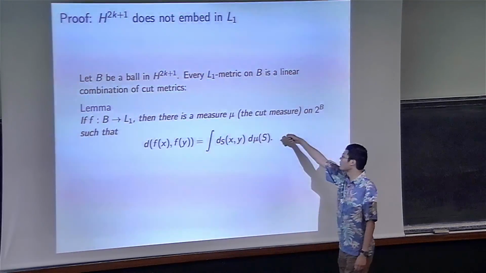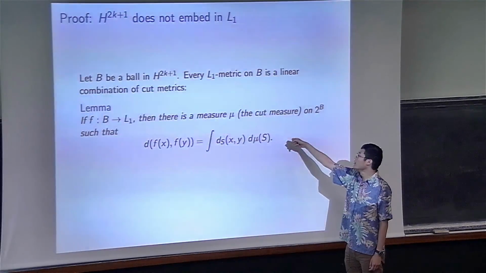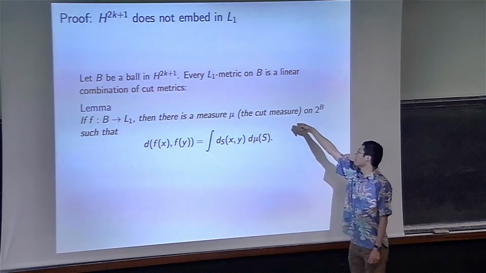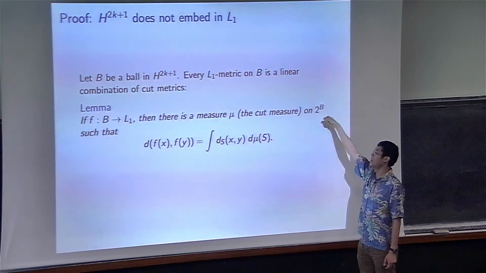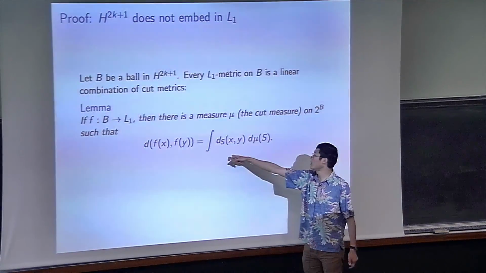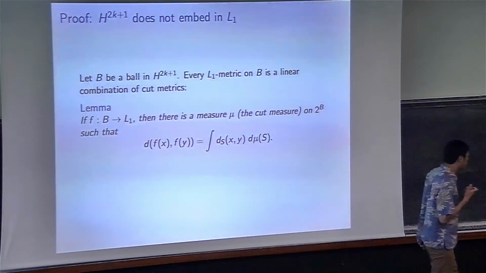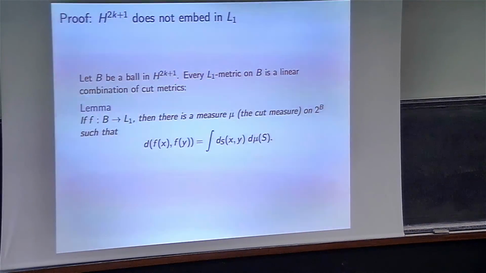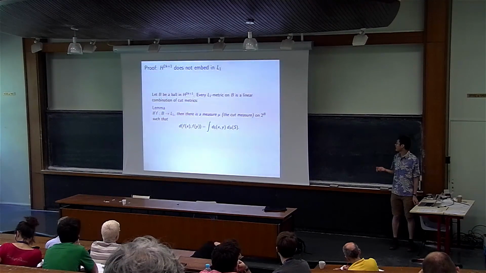So here's a formal statement of this: if F is a function from the unit ball to L1, then there's a measure mu called the cut measure on the set of subsets of B, such that the distance between f of x and f of y is the integral of cut metrics with respect to this cut measure. This is called the cut cone decomposition of a metric, because we write the induced metric in terms of some linear combination of cut metrics.